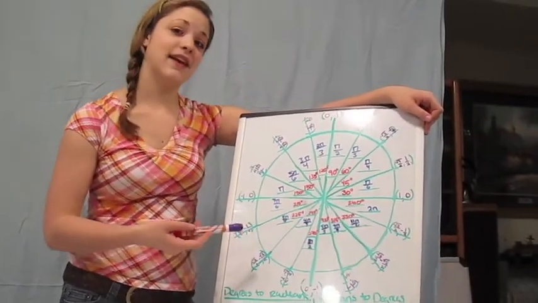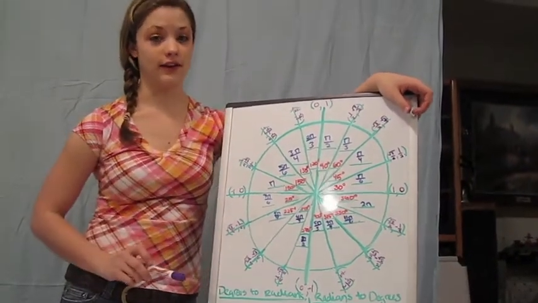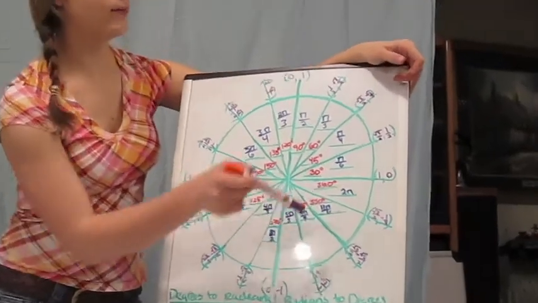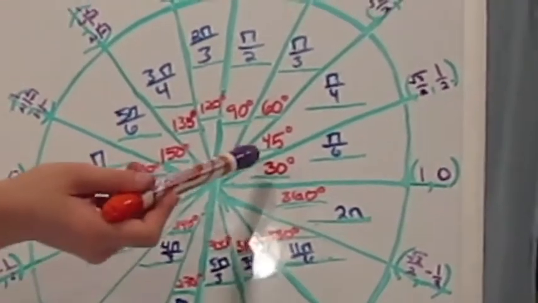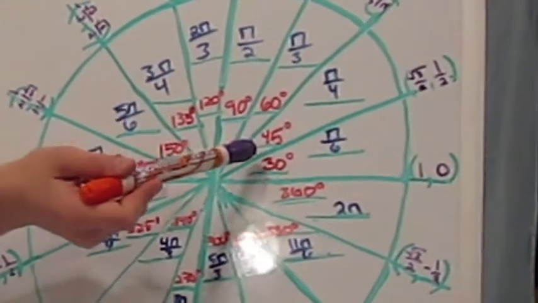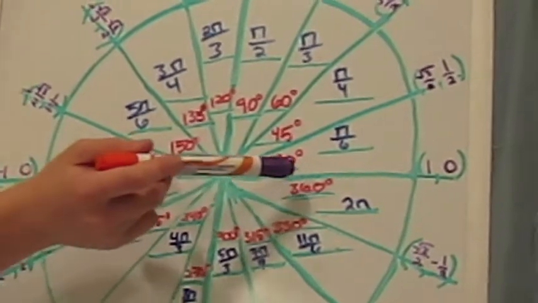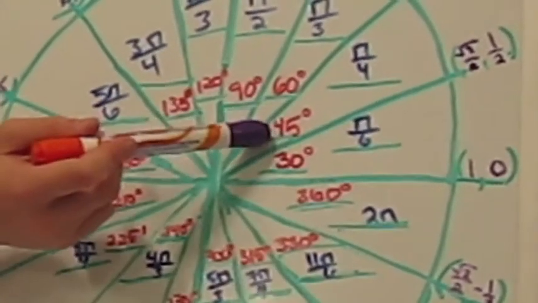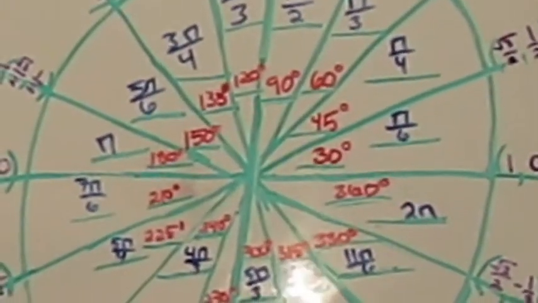Recognize this? That's right, it's the unit circle. This concept is vital to your trig knowledge. As you can see, we have the degrees up to 360 because it's a circle. The basic pattern is 30 degrees, 45 degrees, 60 degrees, 90 degrees. So what you do is you add 30, then you add 15, then you add 15, then you add 30. And you do that all the way around the circle until you get to 360 degrees.